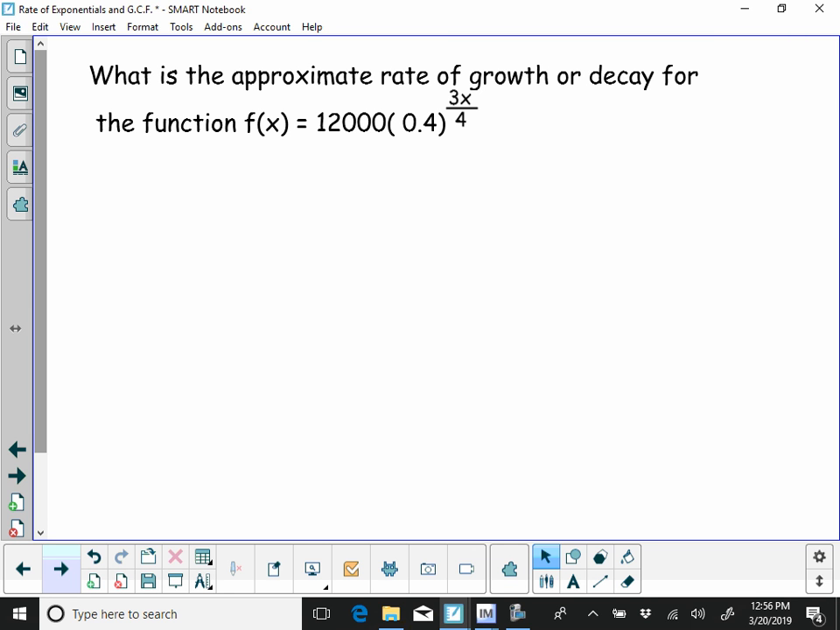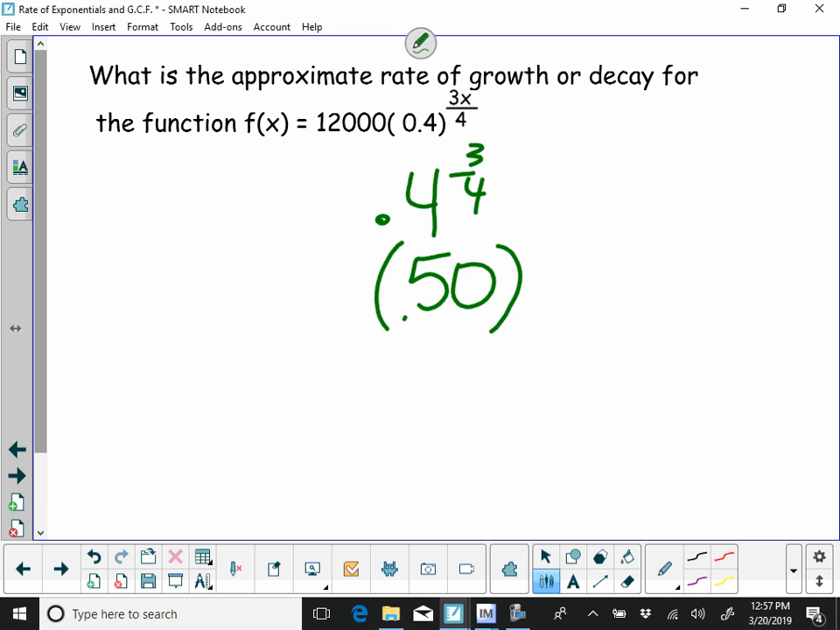Alright, so what we got? What are we doing here? How do we raise here? 0.4 to the 3/4. What's that going to give me? 50? So that's growth or decay? Decay by how much? 50% decay.